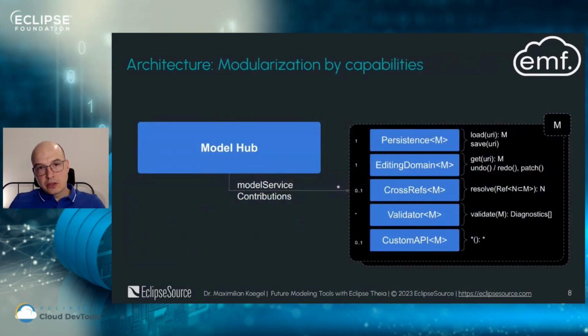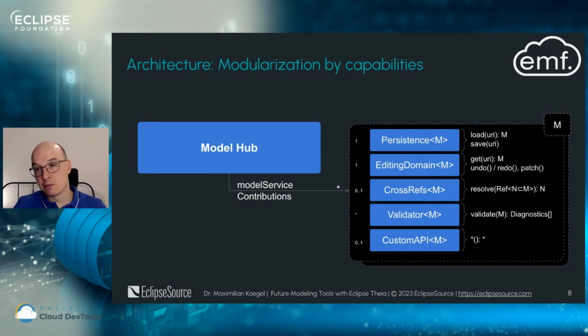This architecture is modular. That's also a learning from the first line of products. We want to compose a model hub from different capabilities, and those capabilities can now be seen on the right-hand side. The reason for that is that you can then choose and combine different technologies to implement those capabilities. So we split that up into persistence, that's loading and saving.